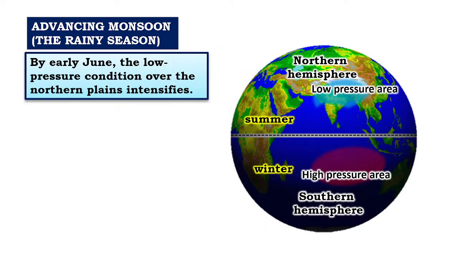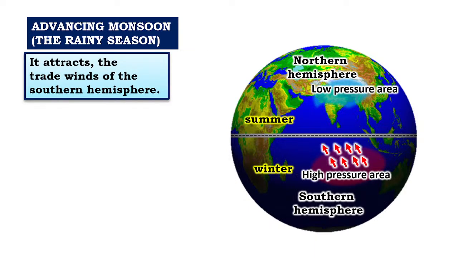By early June, the low pressure condition over the northern plain intensifies. It attracts. Can you see the arrow down here? The winds are coming from the southern hemisphere. It will carry the moisture, the humidity, and it is going to cross the equator. This black dotted line is the equator.